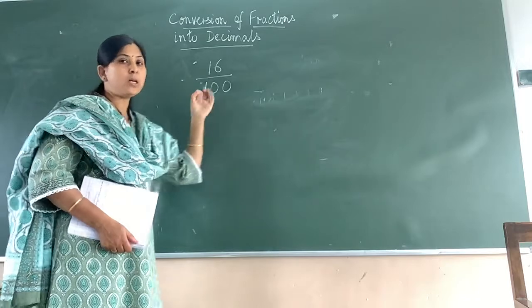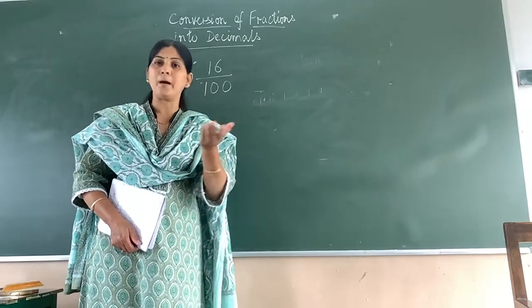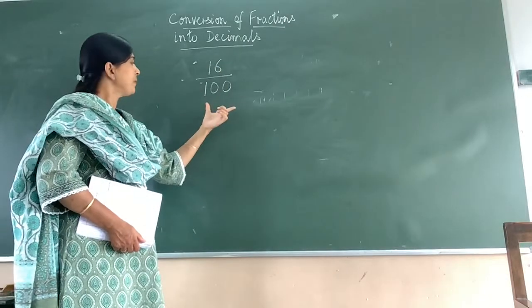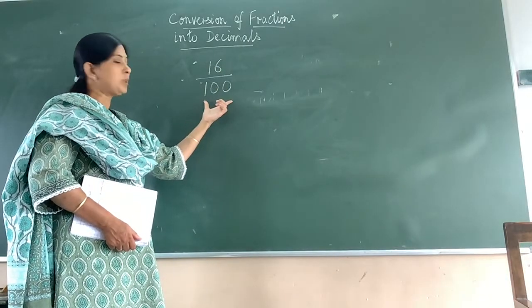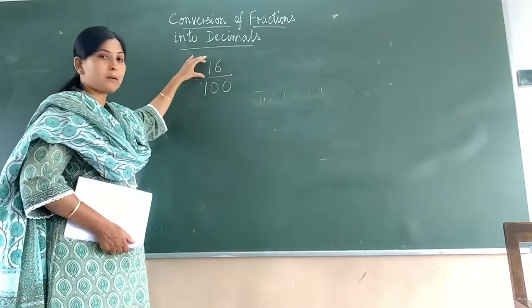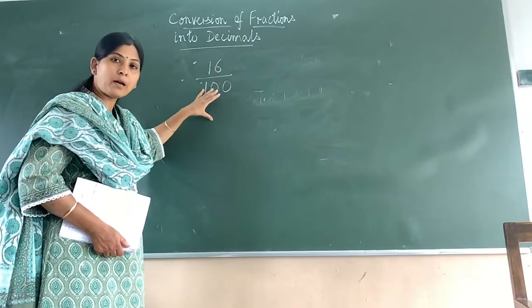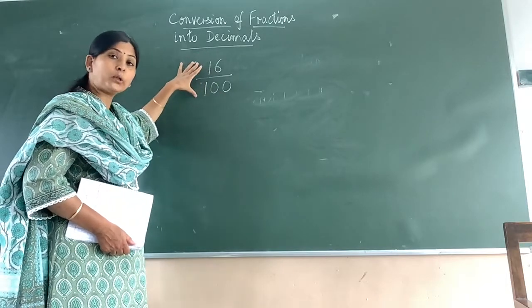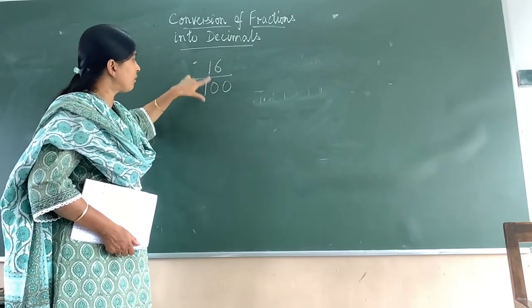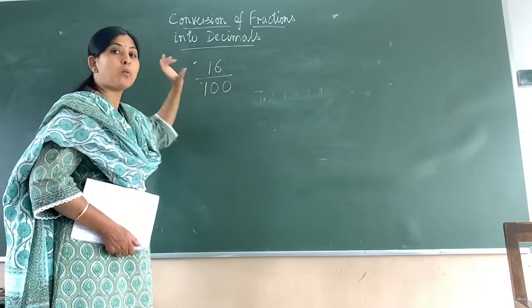It is a proper fraction, since the numerator is less than the denominator. And a proper fraction is less than 1. 16 over 100 means what? A whole thing is divided into 100 equal parts, and we are talking about 16 equal parts out of 100. So when a whole thing is divided into 100 parts and we are talking about 16 parts, that means it is less than 1.